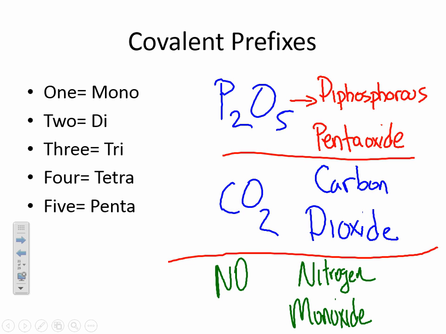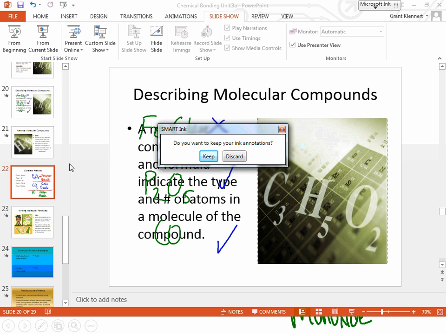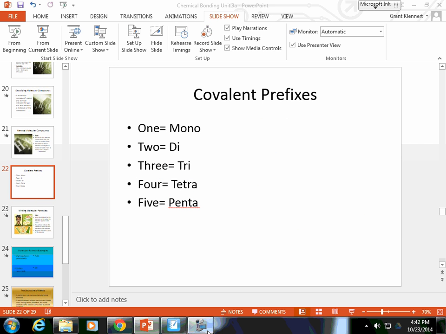In summary, remember, it is 2 non-metals. We only use this for non-metals. And when we name the first one, we just name it as is. If there's more than 1, we throw on a prefix. For the second element, you have to change the ending to "ide," and you always have to add a prefix. And the prefixes are: 1 mono, 2 di, 3 tri, 4 tetra, 5 penta. That kind of summarizes how we name covalent bonds.